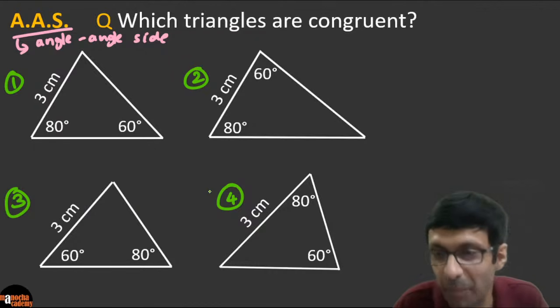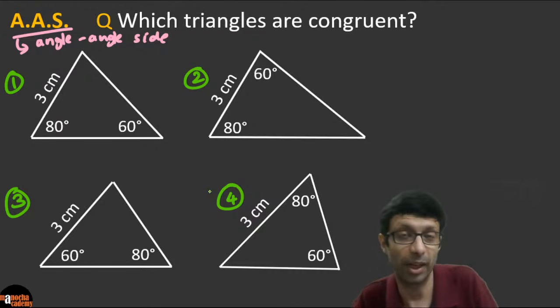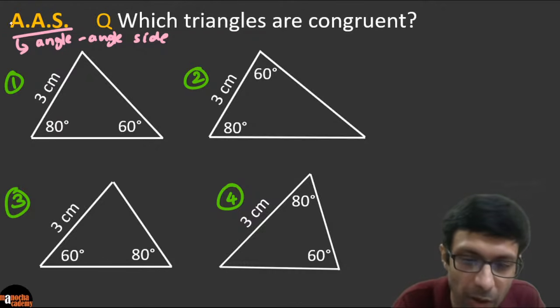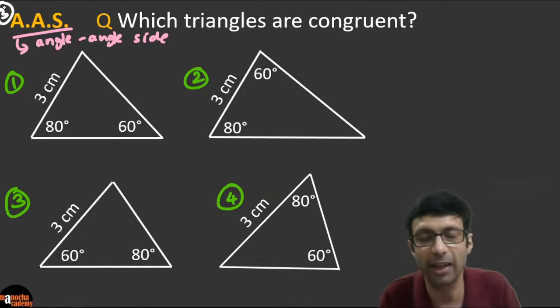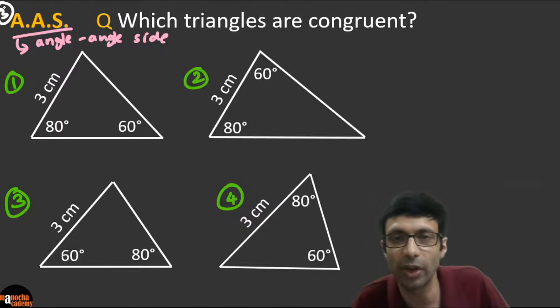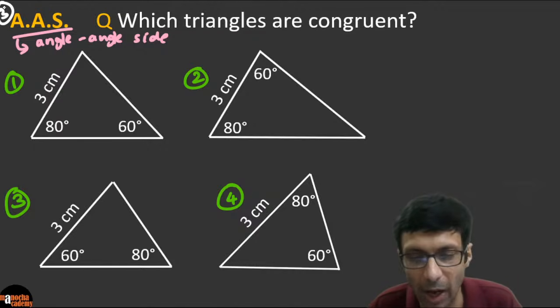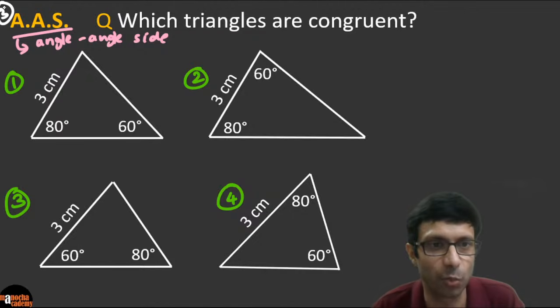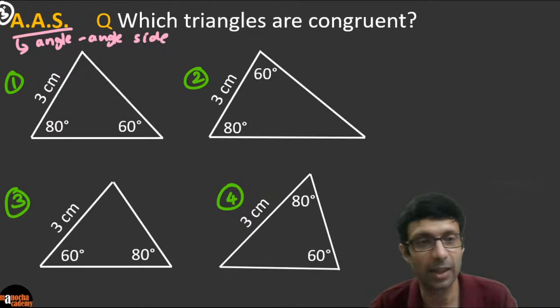So come on guys, apply your mathematical brains and tell me by angle, angle, side. I'm telling you which criteria to use. We are on criteria number 3, where we're checking for two equal angles and a side, the side being equal. So which two triangles are congruent? You have 4 triangles on your screen. Can you tell me which triangles are congruent to each other? I want all of you to try.